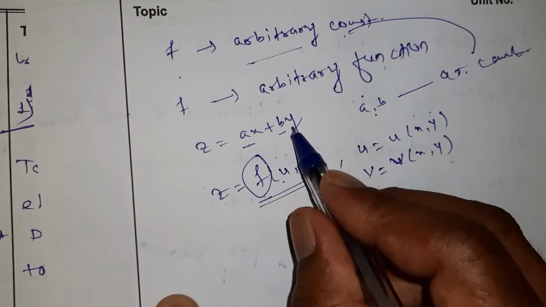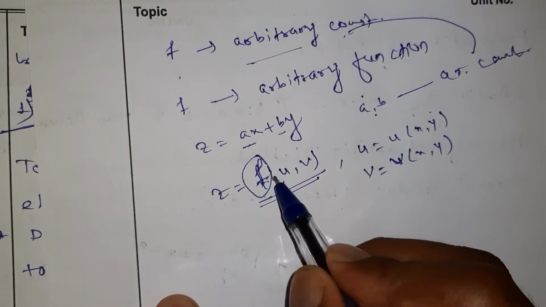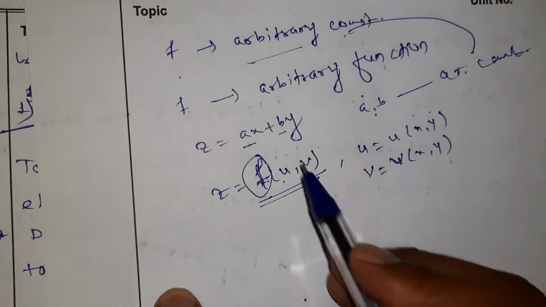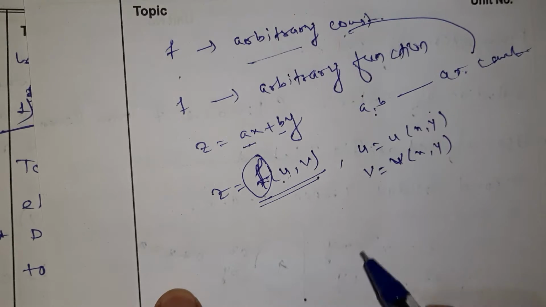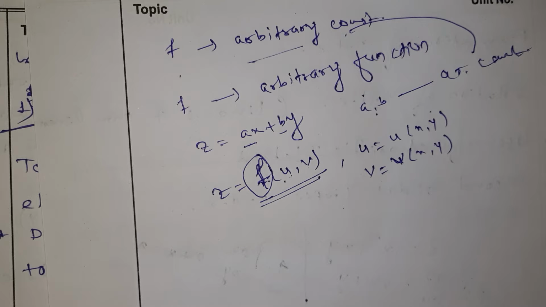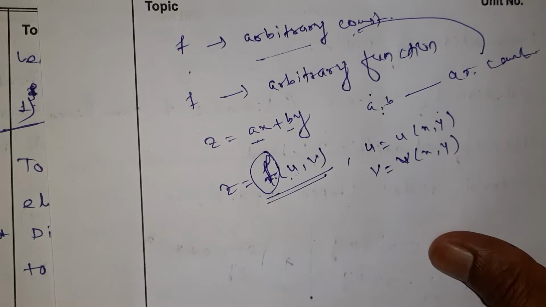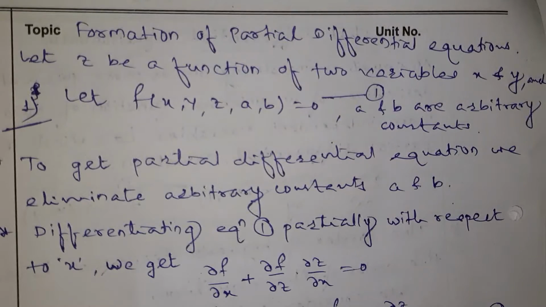Here it is ax plus by, where a and b are constants. But here f is the arbitrary function. It appears in terms of u and v, and those u and v are functions of x and y. So there are two methods of forming a differential equation that we have to use. Out of these two methods, we will concentrate on the first method. Let us see the method first.